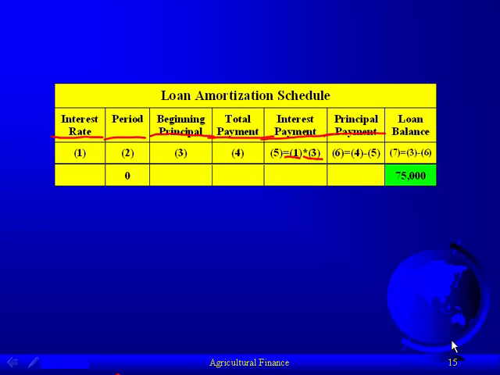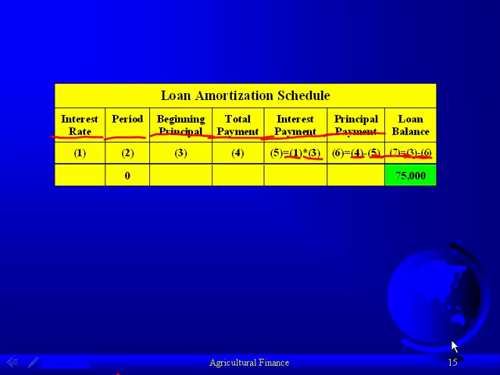Then we have the principal payment in column 6, which is the total payment minus whatever the interest payment was in column 5. If you think about that, it makes sense. If you have a total amount and you know what the interest is, then the residual, whatever's left, goes to pay off the principal. And then the final column, 7, we take the beginning loan amount and subtract out column 6, the amount of principal that is paid off. That gives you the residual balance.